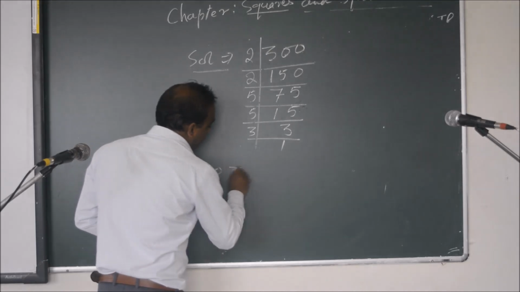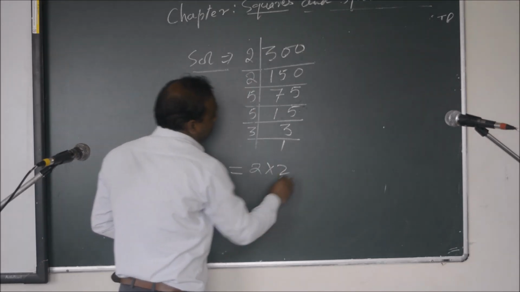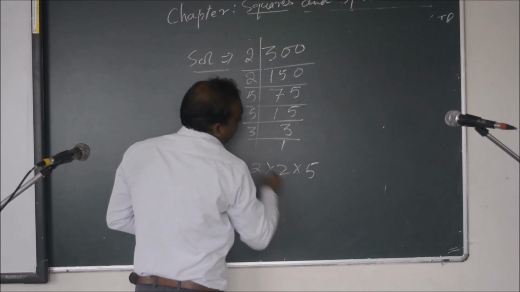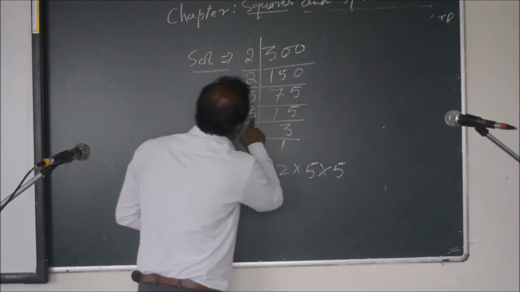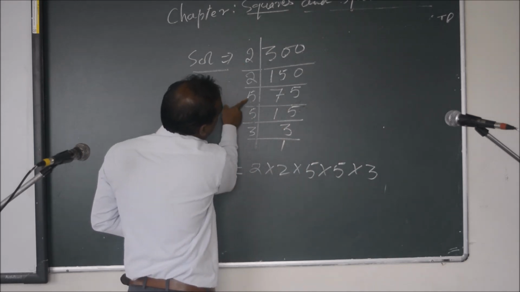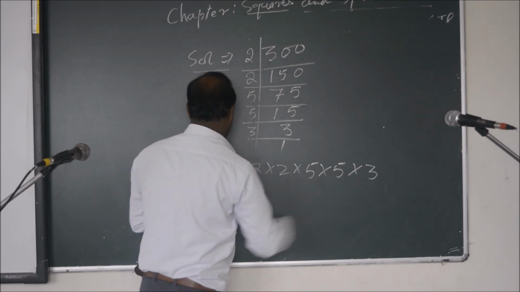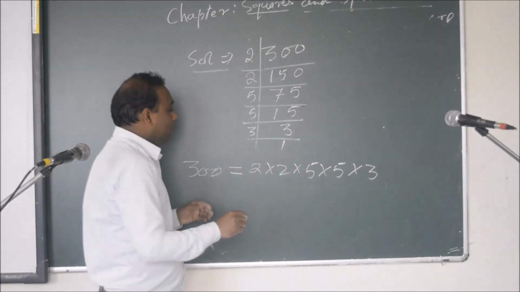Now for this 300 we got 2 into 2 into 5 into 5 into 3. So 2, 2, 5, 5, 3. You have to write it like this. When you multiply, you get your 300. Now let's make a pair.